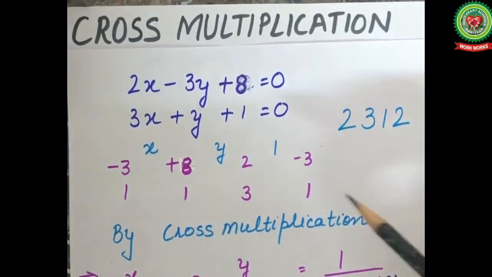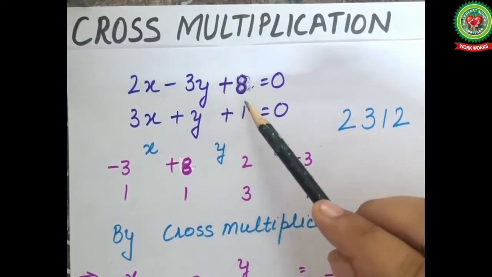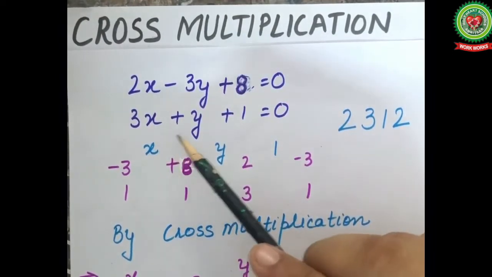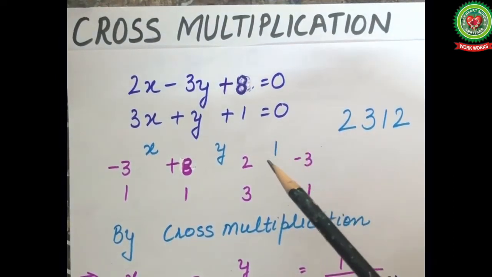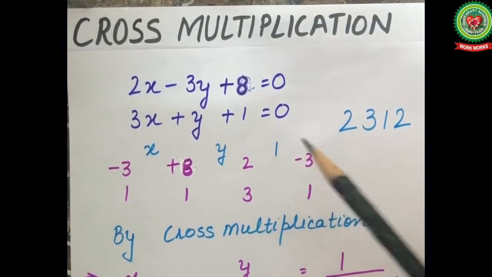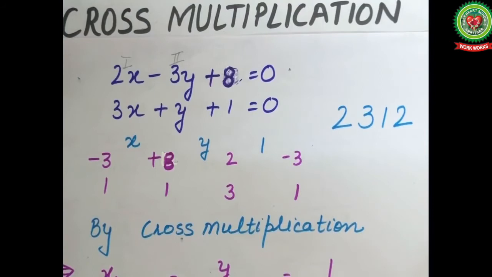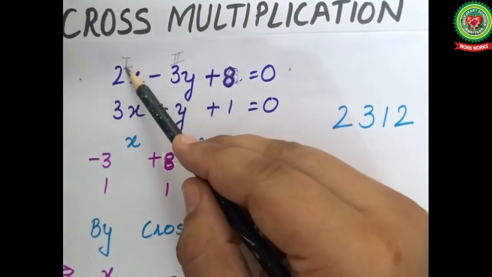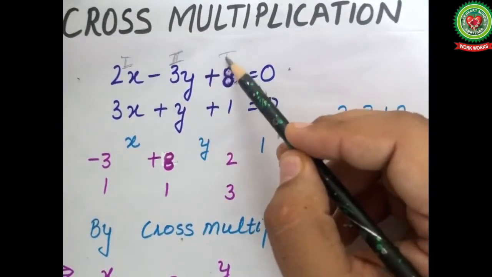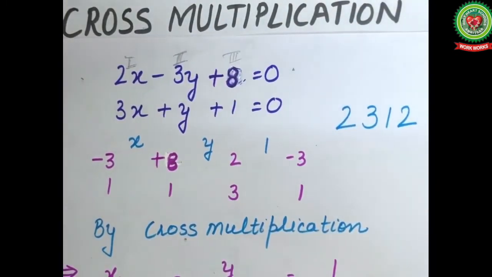The first example is 2x minus 3y plus 8 is equal to 0, and 3x plus y plus 1 equal to 0. Now students, in this example, our step number 1 is already done, that is, all the terms are on one side. Now we have to do our second step, that is, we have to arrange all the numbers in the order 2, 3, 1, 2. So this is our first number, second number and third number. Now from here only we have to arrange the terms in the order of 2, 3, 1, 2.